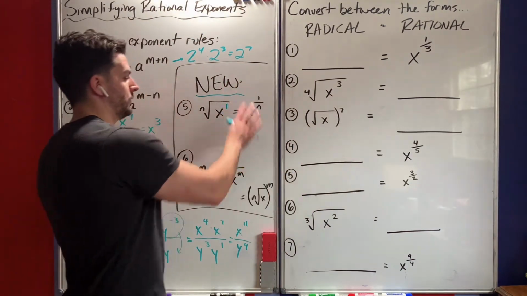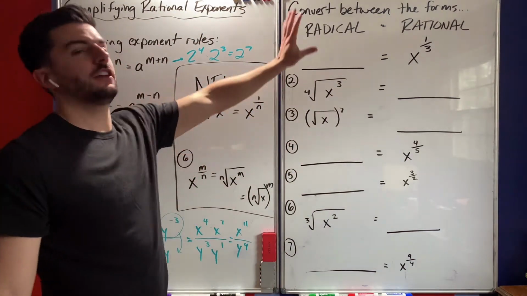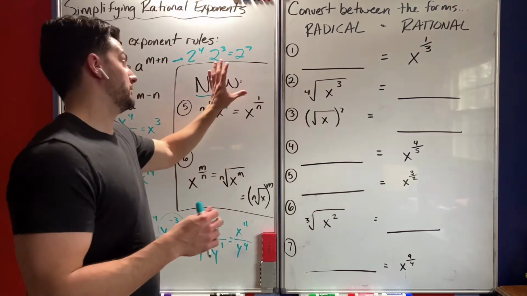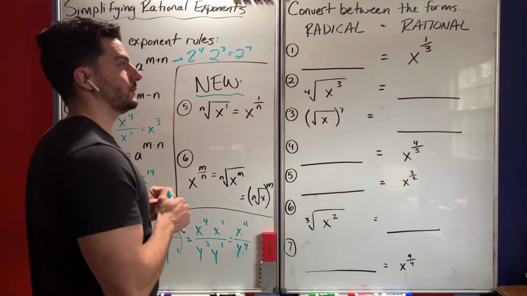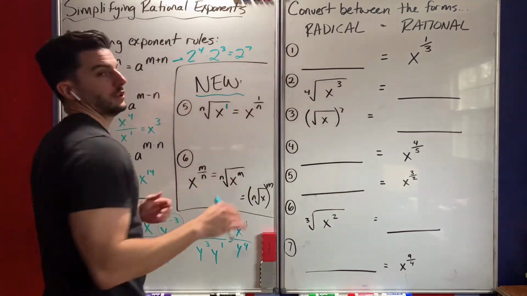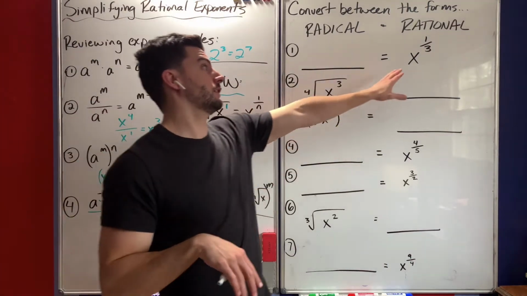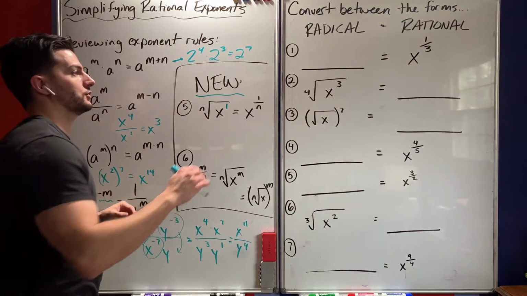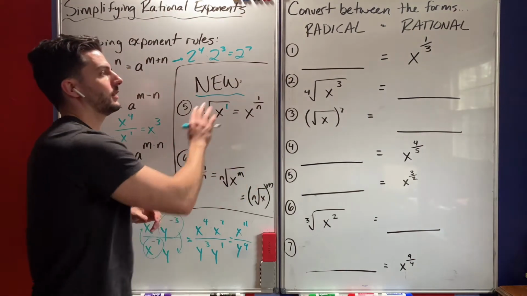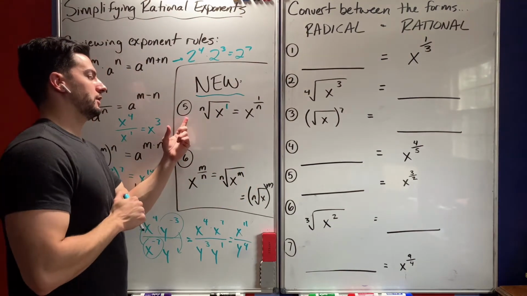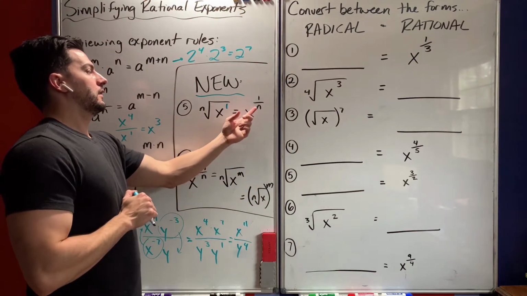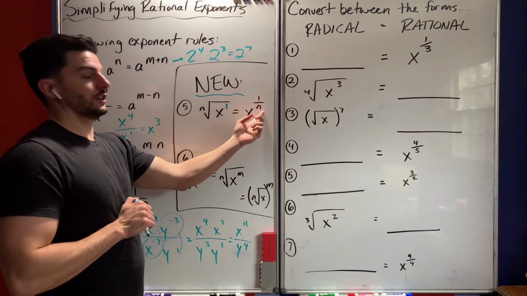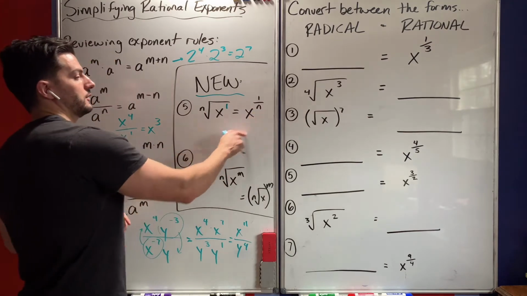Now that we went over these rules, we can convert between the two forms, using mainly rules 5 and 6. Looking at number 1, we look at what form it gives me. This gives me the fractional exponent, or the rational form, and I want to write that as a radical. So thinking about rule number 5, if I have a fractional exponent, x to the 1 over something, look at how that's written as a radical.